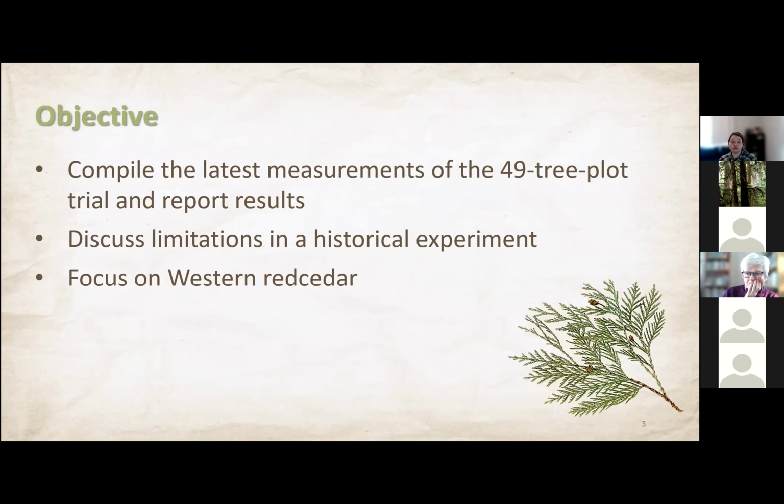So the objective of our work was to use the 493 plot data and compile the data from the last measurement that happened in 2019, analyze and publish the results using all the measurements, and also point out all the limitations in dealing with an historical experiment. Today, we will only present very partial results focused on western red cedar, but we have been working on further analysis with the tree species, including the Douglas fir and the hemlock.